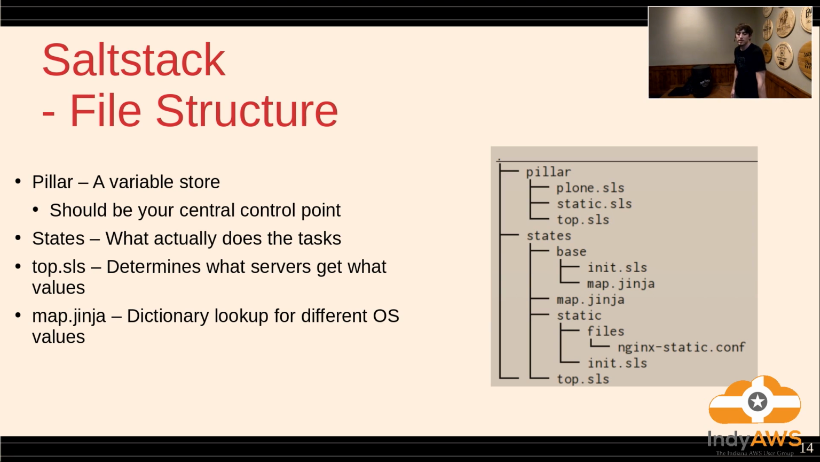The states are what is actually doing work. So I have a static site state that's going to pull values from the static pillar and then set up a website for me. The top file is what controls what goes where. And a map file is just basically a lookup dictionary for different files, different OSs, different locations, stuff like that.